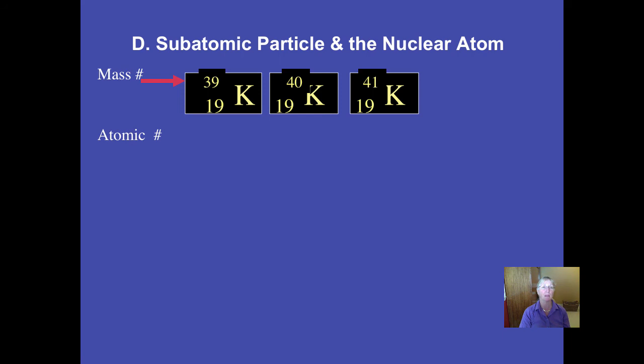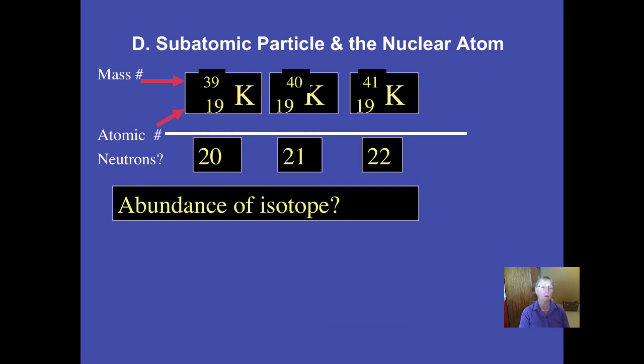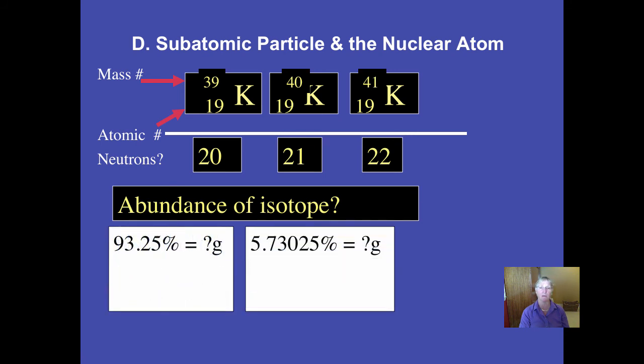So if that's my mass number, and here's my atomic number, simple subtraction can show me that I have 20, 21, and 22 neutrons respectively in each of those isotopes. Now coming up is a slide that will show you that the abundance of these isotopes in nature can vary.